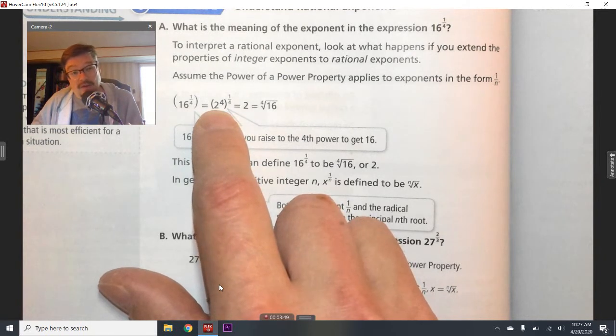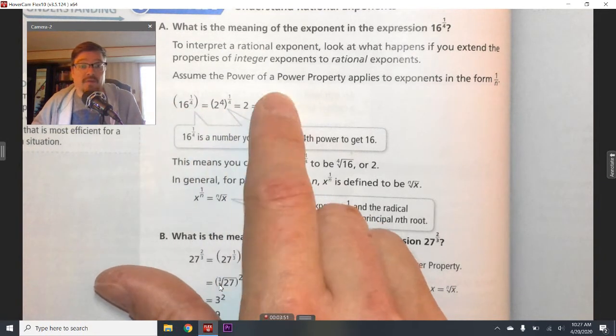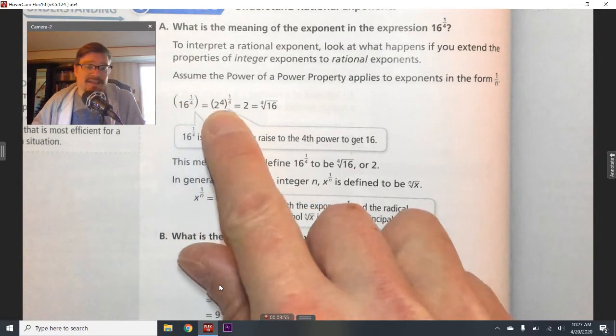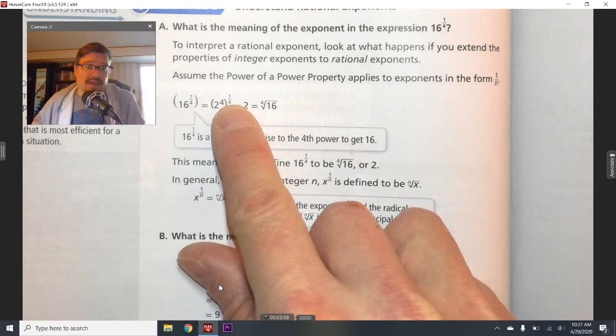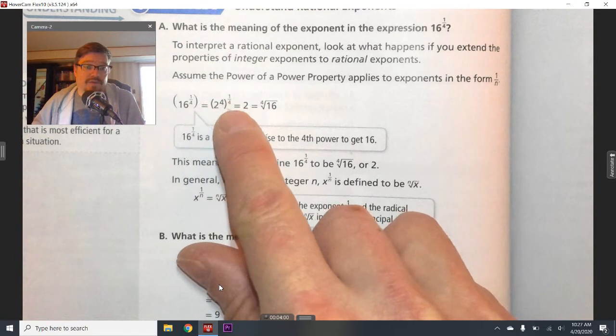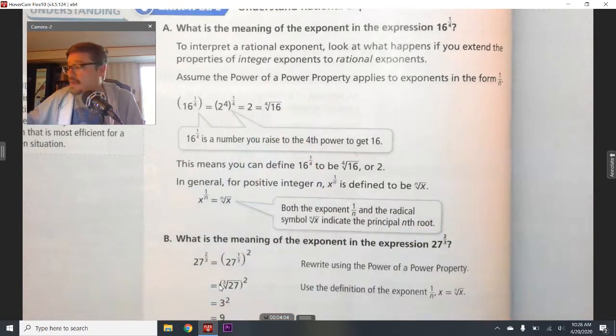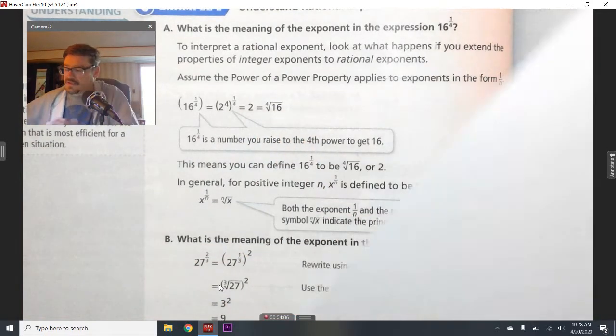Now, I have a different way of looking at it. I actually kind of go backwards. I actually go to this step. Here they can see that 4 times 1/4 equals 1, and so 2 to the 1st power is just 2, and that does equal the 4th root of 16. Let me show you another way to look at this. Let's do it backwards.